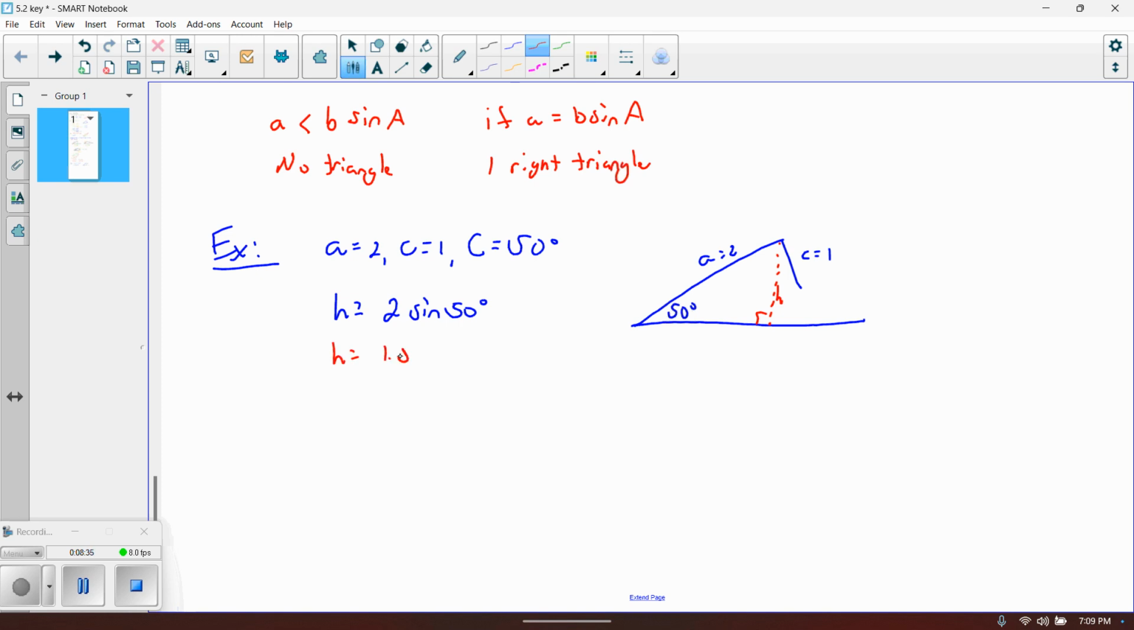So then you could type in what is 2 sine of 50, and the height approximated would be 1.53. And since that c value is less than the height, c is less than 1.53, there is no triangle. Because in order for me to have a triangle, the height at least has to be at that 1.53 length. So we have no triangle. All right, by far the easiest one to do, because again, there's nothing else for us to do here.